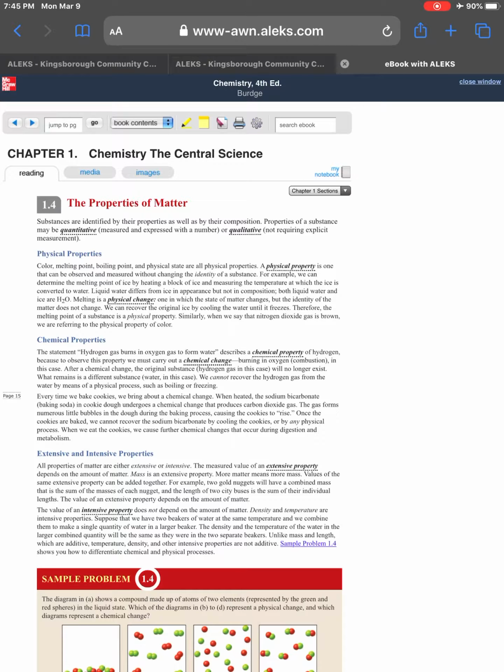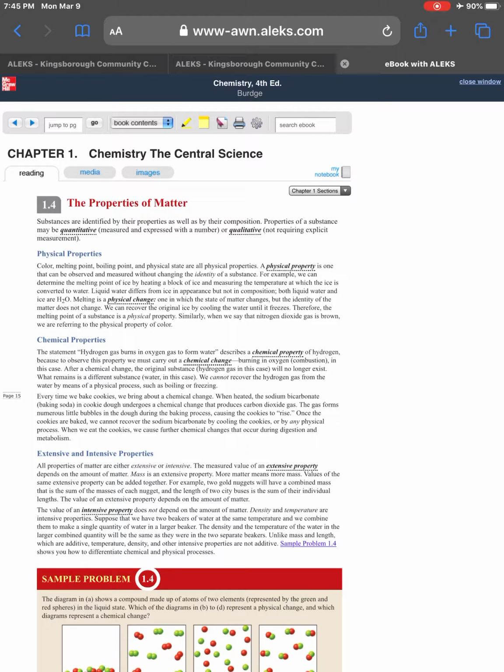This is section 1.4, the properties of matter. This section is a pretty brief section, and we're going to cover a few terms that are used in chemistry. So let's begin by thinking about different types of properties.